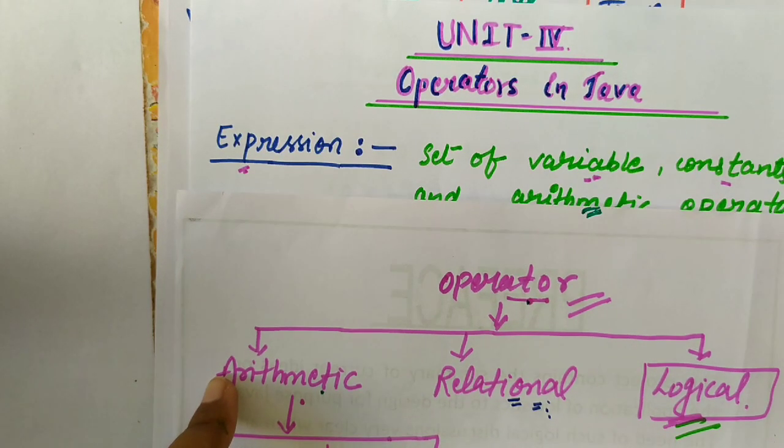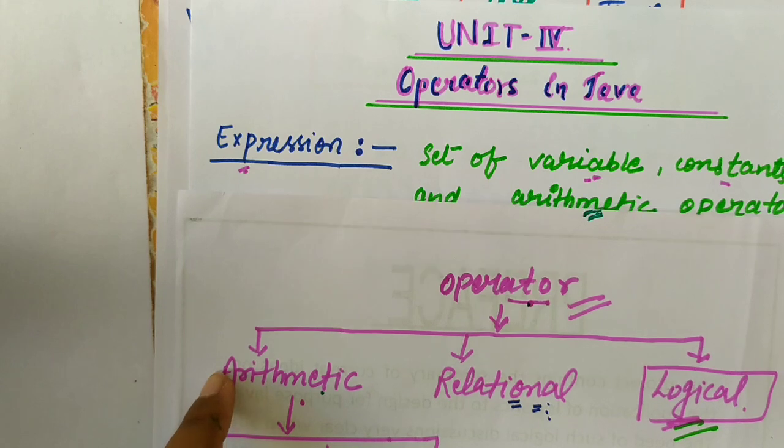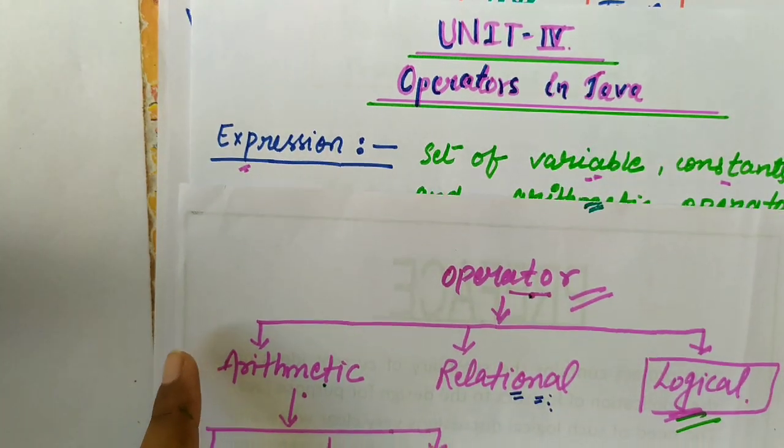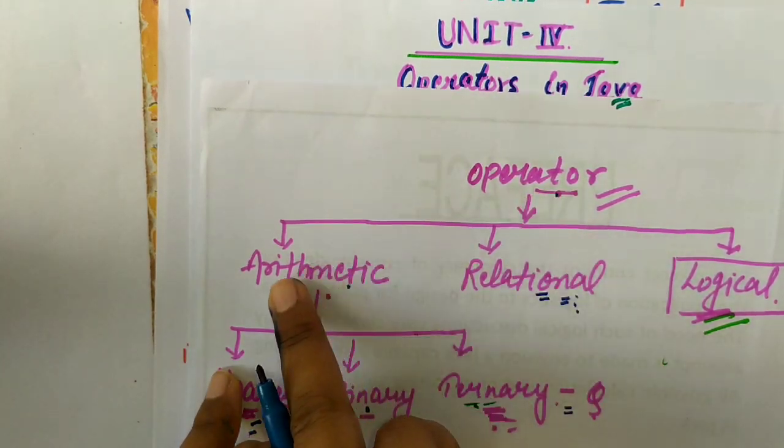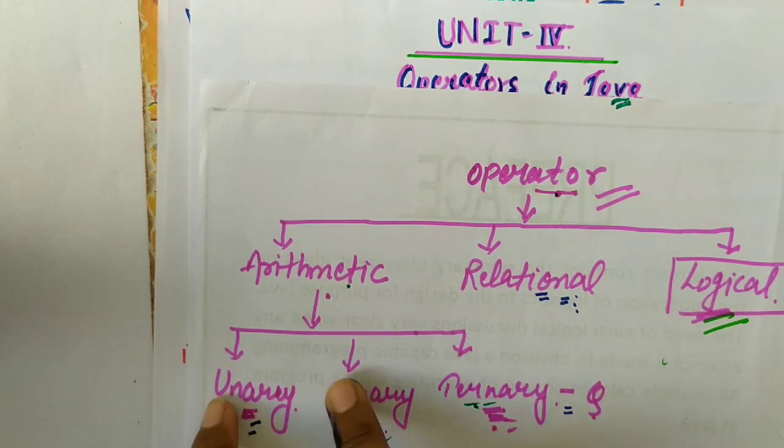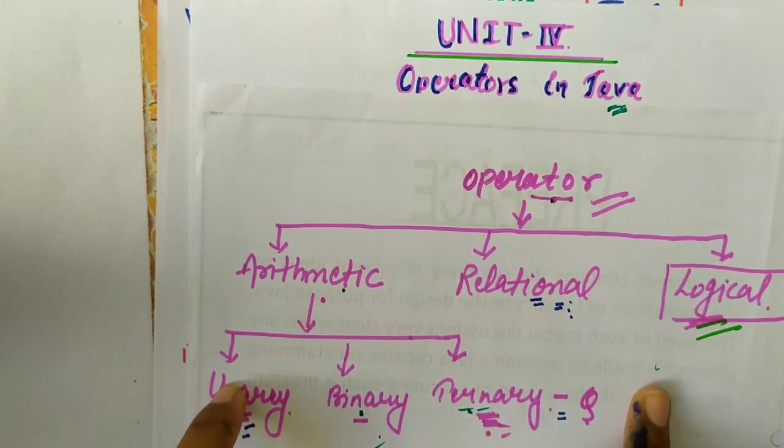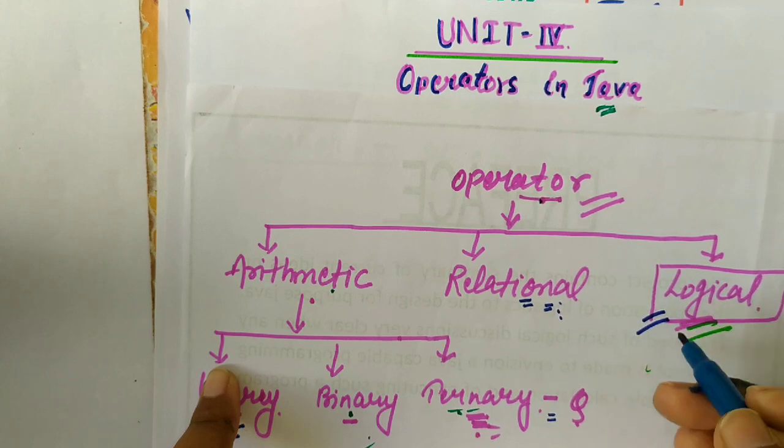In the first, second, third, fourth, there are a total of 7 to 8 videos uploaded related to unit 4. In the previous videos I discussed the operators: arithmetic, relational, unary, binary and ternary. In this video I am only discussing the logical operator.